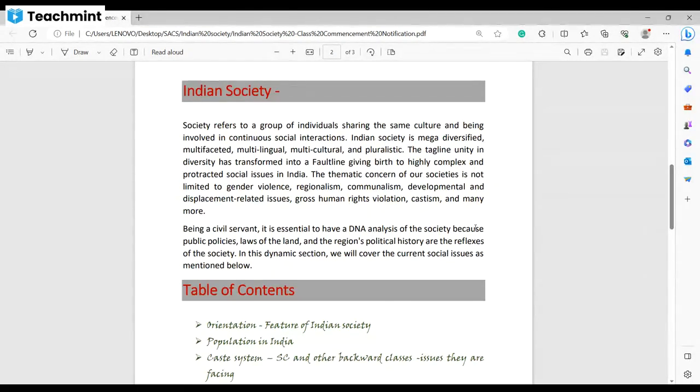So in today's session, I will talk about Indian society, its characteristics, features, unity, integrity, diversity, and all those. So first, you have to understand what is society. Society is a group of individuals who share the same culture and are involved in continuous social interaction.